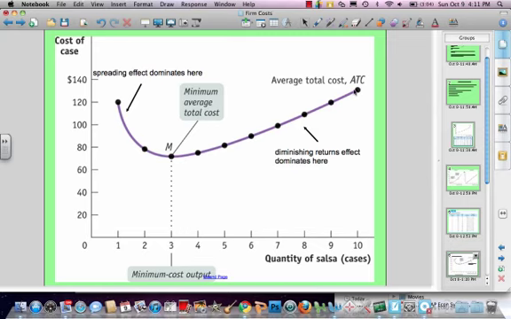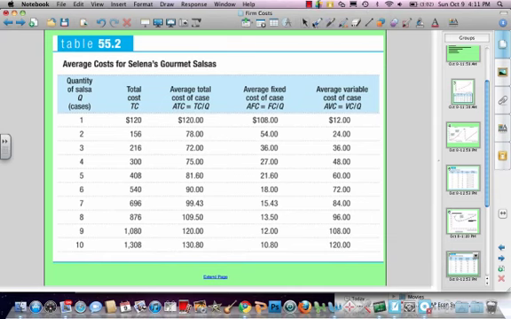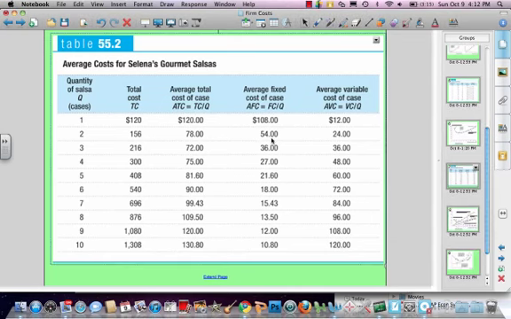And that's why we get this increase in the average total cost curve. So the spreading effect dominates here from the beginning down to the minimum average total cost. And then you have the diminishing returns effect impacting the curve as you move beyond. We've seen that total cost can be broken down into its fixed and variable components. So can we do the same with average total cost. We can take average total cost and divide it out into average fixed cost and average variable cost.